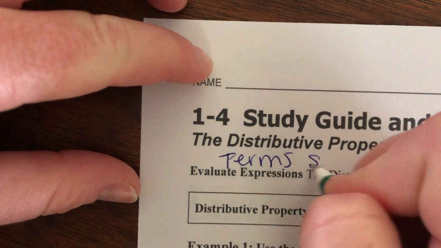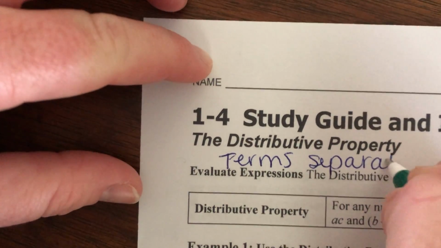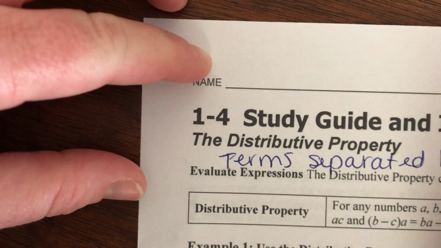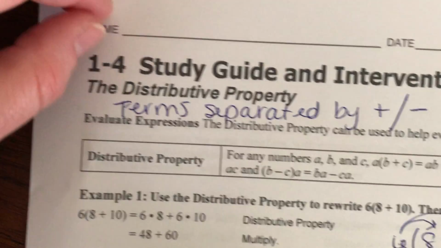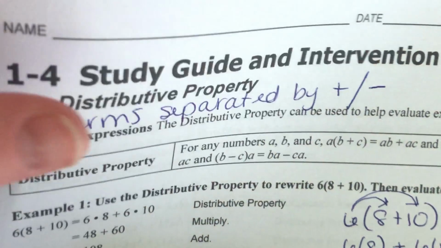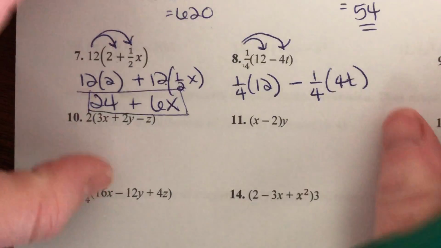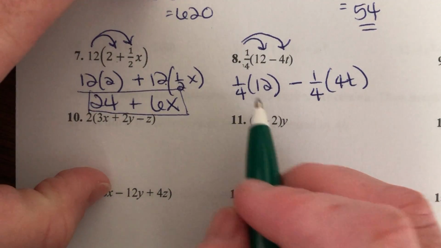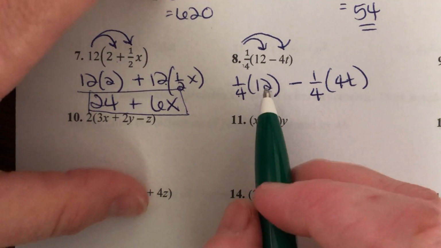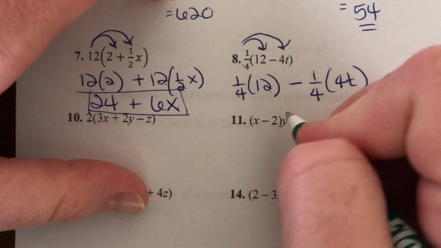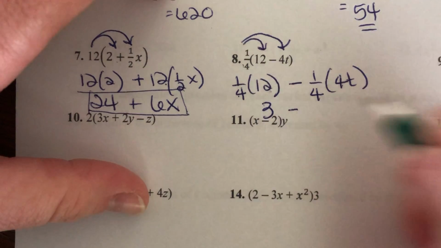Terms are separated by plus and minus signs. Okay, so we're back down here. 1/4 of 12, basically 12 divided by 4, is 3.